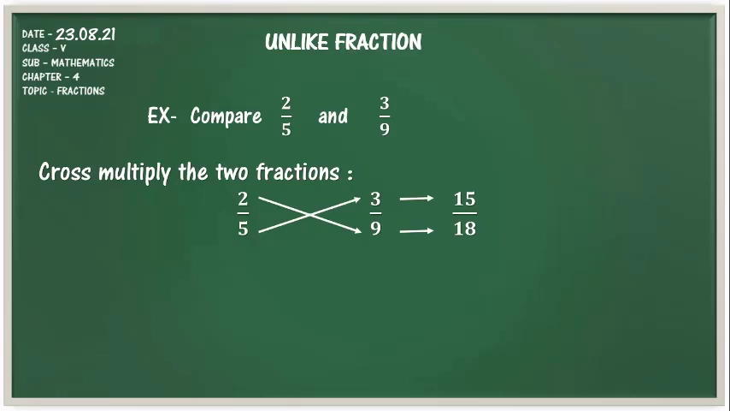So by cross multiplying these fractions, we got 15 and 18. As we can see, 18 is larger, and 18 came from multiplying the numerator of the first fraction and the denominator of the second fraction, which means that 2 by 5 is a greater fraction than 3 by 9.